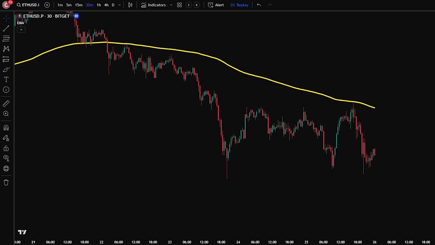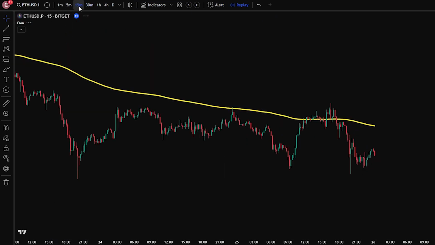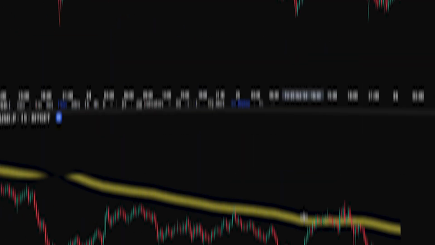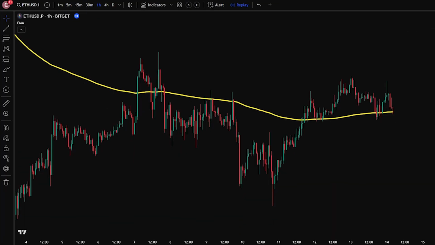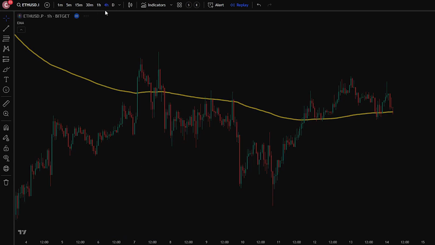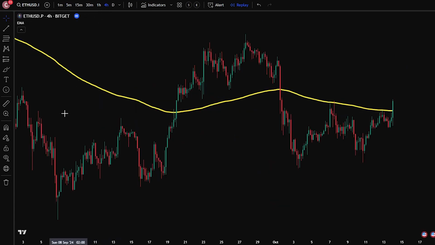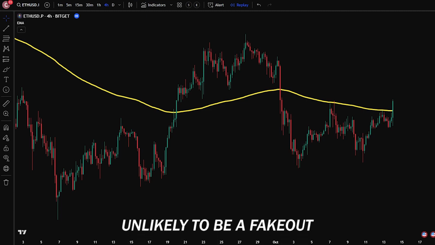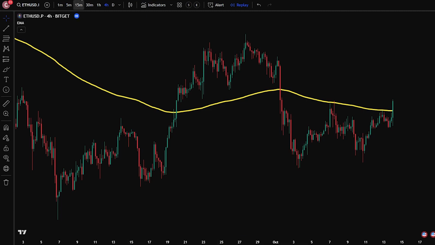Here, we clearly did not break the 200 period exponential moving average on the higher time frame. Therefore, it was a fake out on the 15-minute time frame. Here we have another example on the 1-hour chart. We break the 200 period exponential moving average, then move to the higher time frame, which in this case is the 4-hour chart. We check and see that we have indeed broken the EMA. This means it is highly unlikely to be a fake out, and we can now start looking for buying opportunities.